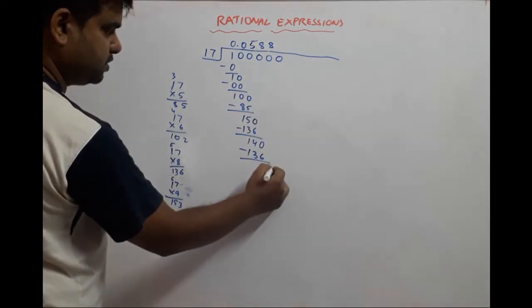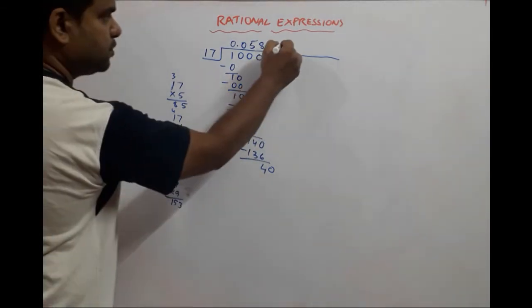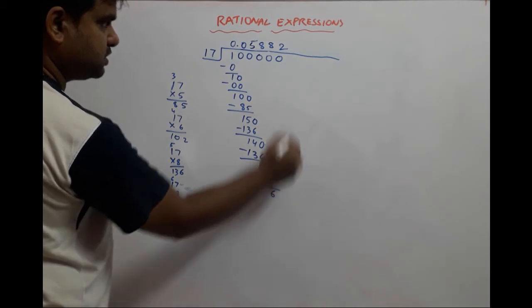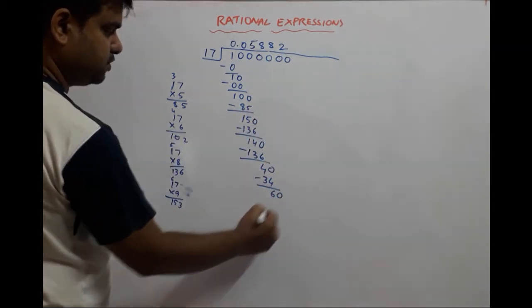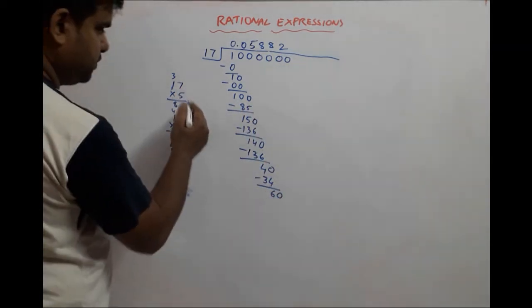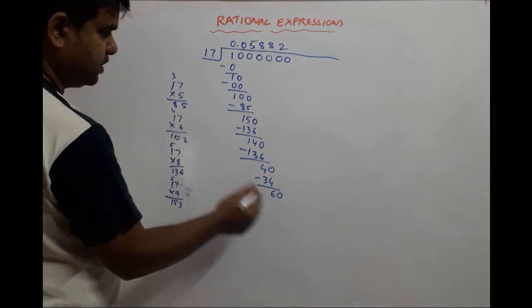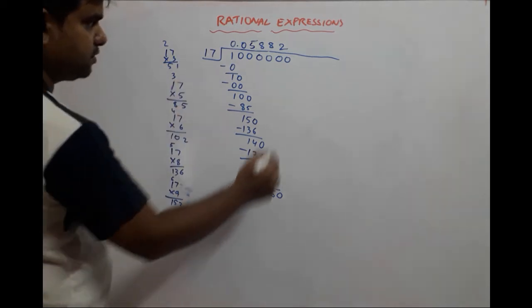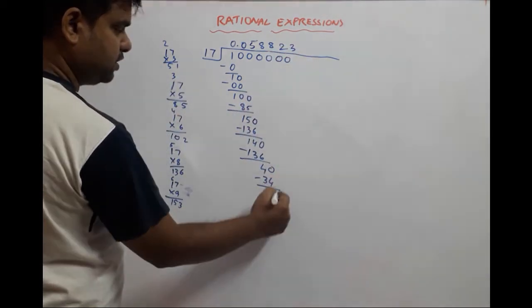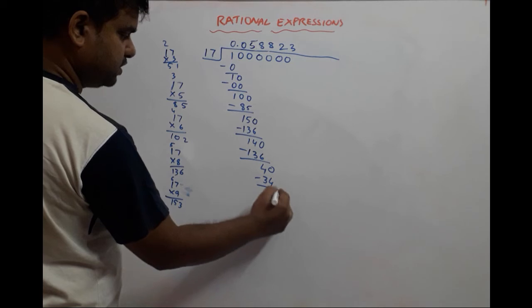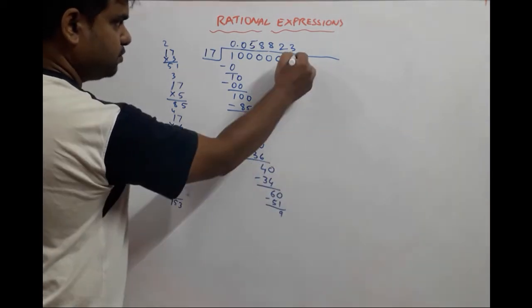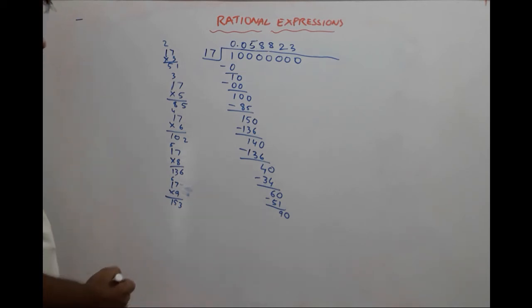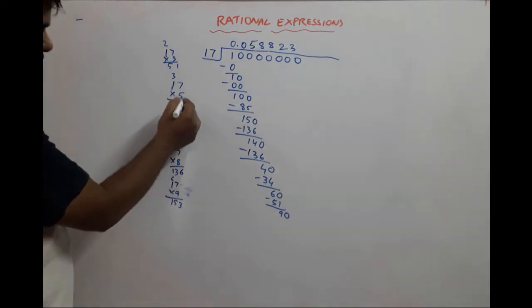Put a 0 here, bring the 0 down. This we can put as 17 into 2, 34. 40 minus 34 is 6. Put a 0 here, bring the 0 down. In this way, I think 17 into 3 should go, 3 sevens are 21, 51. So 17 into 3 gives us 51. 60 minus 51 is 9. Put a 0 over here, and we put a 0 here. So this will be 17 5s are 85.